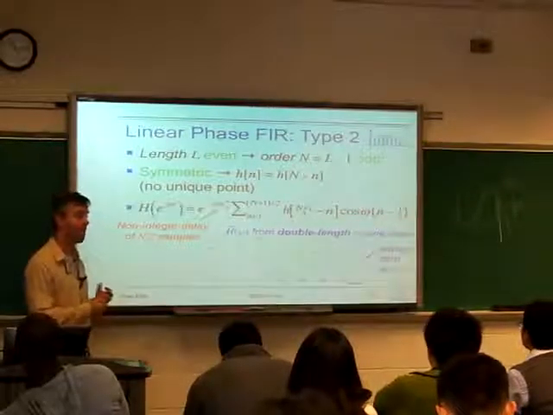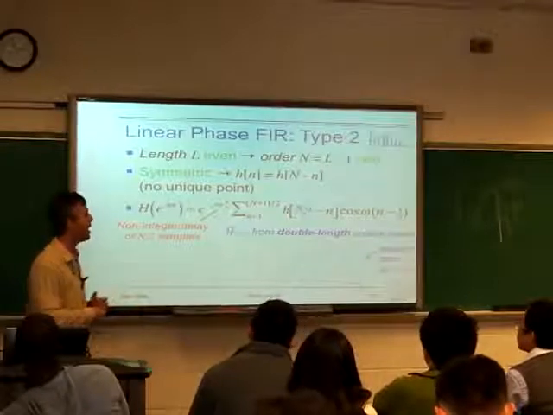Yeah? Can you just explain once again how the cosine comes out that way? Cosine n minus, how it comes out?